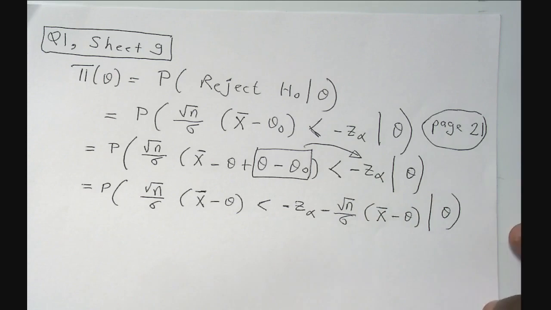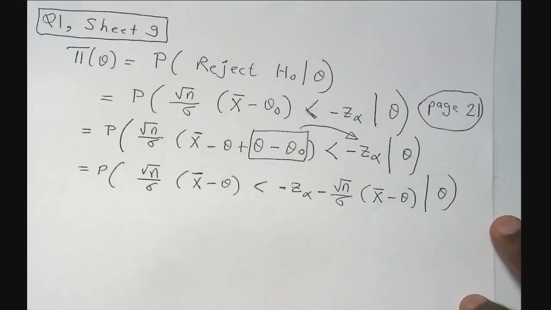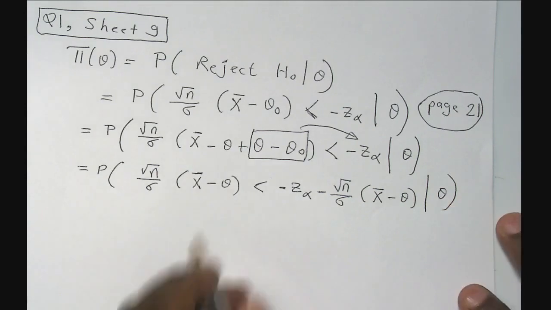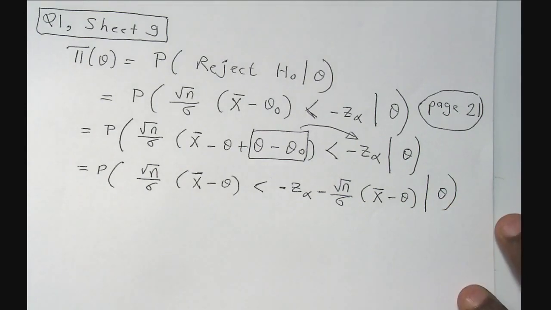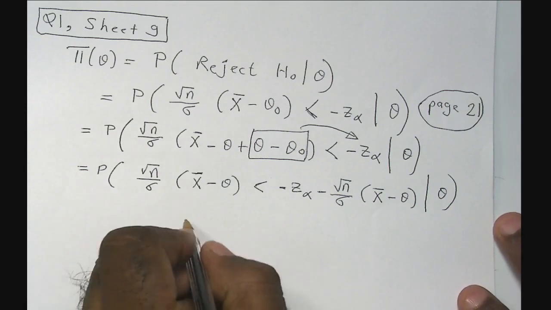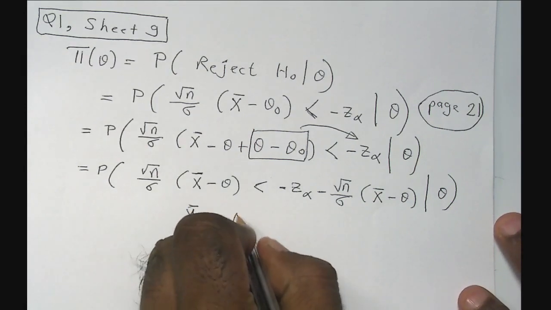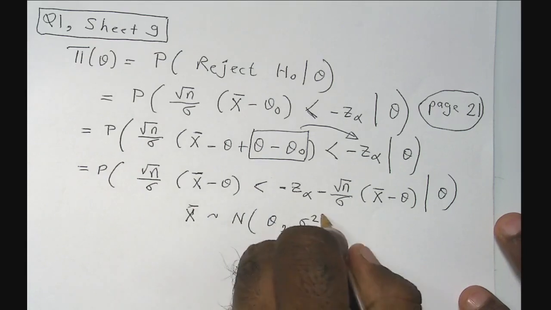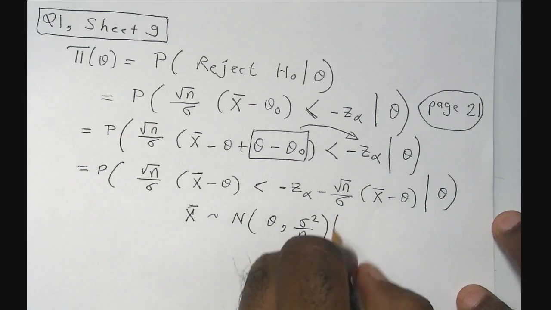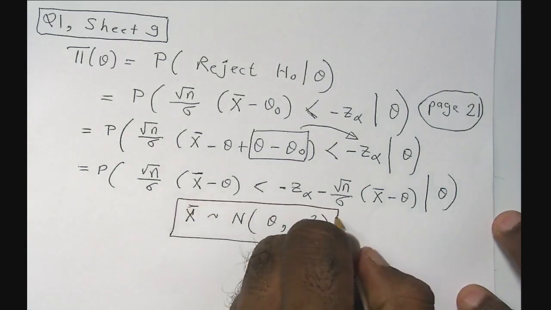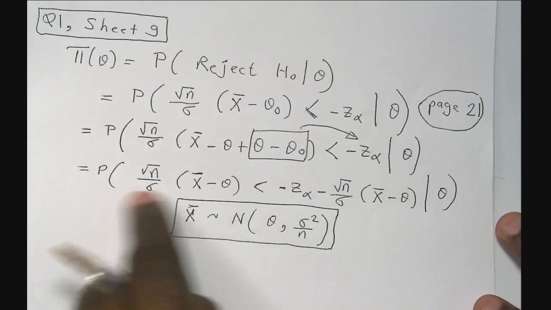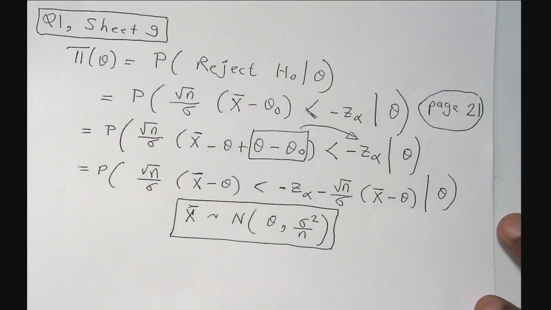Now the next thing you must realize is that conditional on the true population mean being theta, this has the standard normal distribution. Do you see why? This is the result I proved in week 1. You probably remember this. If you don't remember this, this is a result I proved in the first week of this course. So using this fact, you must be able to see that this has the standard normal distribution.